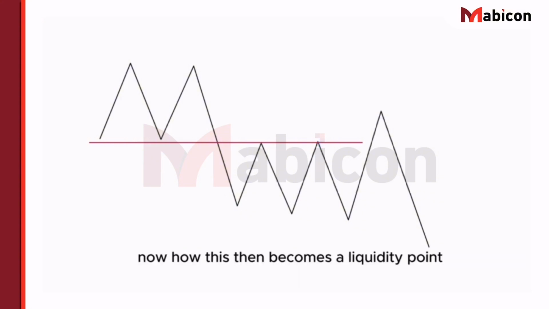Now, how this then becomes a liquidity point is in a couple of ways. The traders that are looking to trade the rejections of this support level will be looking to trade long here. They will be looking to trade the reaction and hoping that price will push to the upside. Now, when this fails and price breaks through, support and resistance traders would then be looking at this as a resistance level. So they would then be looking to trade the reactions from here.